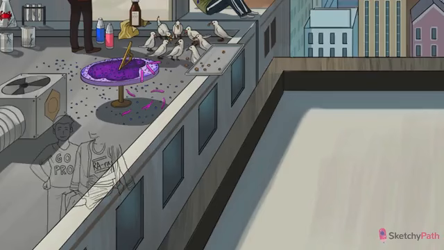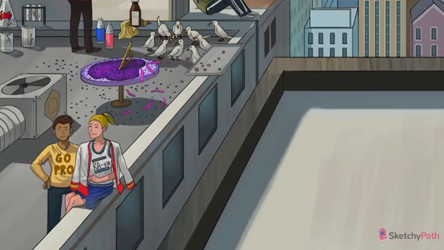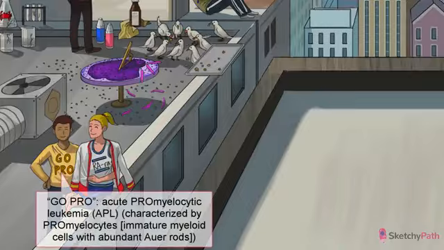Acute promyelocytic leukemia, or APL, is characterized by the presence of promyelocytes, an immature form of myeloid cells that typically contain lots of Auer rods. Notice the pro shirt worn by the jock here, who's found the perfect makeout spot on the rooftop. Nice. As you know, AML is associated with acquired mutations that result in inhibition of myeloid cell differentiation. They get stuck in a blast phase. Well, the APL subtype is no exception.